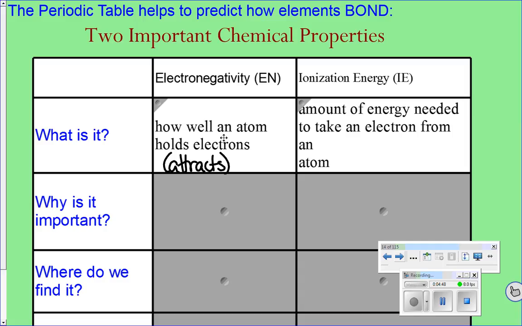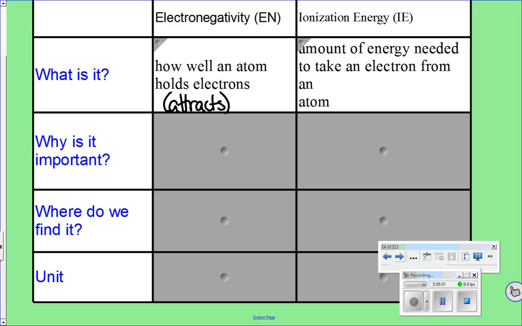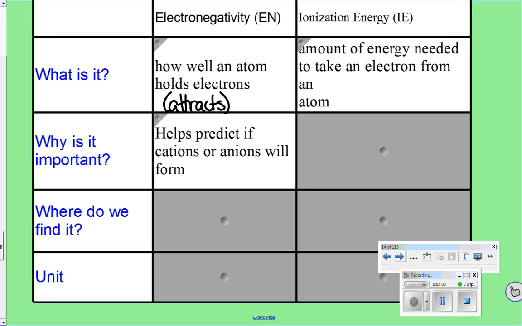If an atom holds electrons really well, it's going to bond by gaining electrons or maybe sharing them. If an atom does not hold electrons very well, it's going to bond by losing electrons, which is what happens with metals. So this is important because it's going to help us predict if cations or anions will form, or if electrons maybe in some cases in bonding will be shared, which we'll talk about a little bit more in our bonding unit.